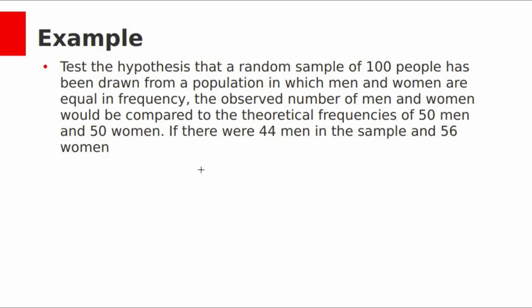Let's see one example. Test the hypothesis that a random sample of 100 people has been drawn from a population in which men and women are equal in frequency. The observed number of men and women would be compared to the theoretical frequency of 50 men and 50 women. But there were 44 men and 56 women in the sample.